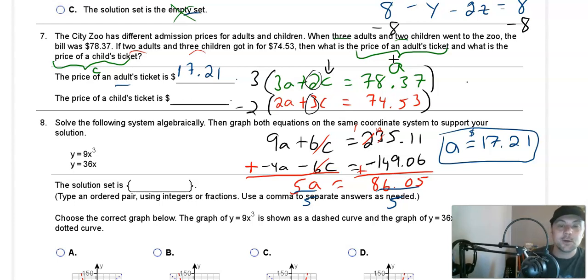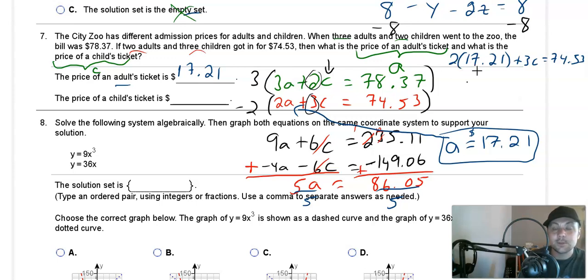Adult ticket $17.21. Plug that into one of the original equations. I'll just plug it into the bottom equation, I guess. Doesn't matter which one. It looks like the same amount of work either way. So I'll plug in $17.21 for A, so 2 times that, plus 3C equals 74.53. And then we'll have to do the arithmetic on this. Now this I think I could do without a calculator too, because 2 times 17 I know is 34, and 2 times 21 is going to be 42. So that was a pretty easy one to do without a calculator.